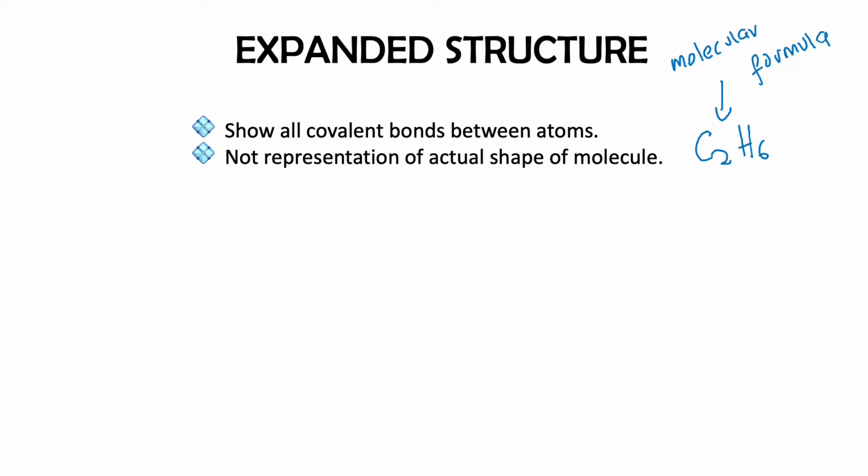Now, how are we going to change this C2H6 into expanded structure? So we are going to draw it like this. 1, 2, 3, 4. So we have 3 hydrogen, we have another 3 hydrogen. So ini kita panggil sebagai expanded structure, where you buka structure itu, kita tunjukkan dia punya semua bond.